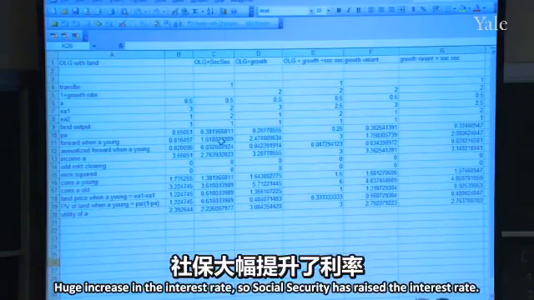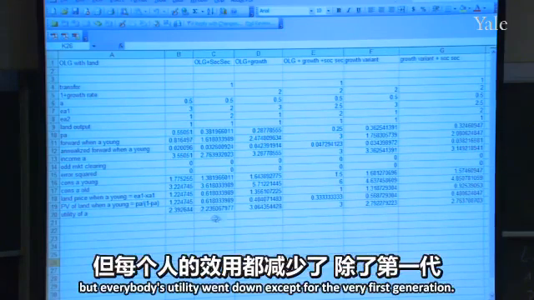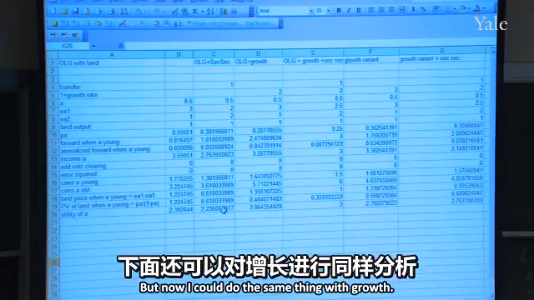So Social Security has raised the interest rate, and so you resolve the whole equilibrium, and it didn't crush everybody, but everybody's utility went down, except for the very first generation. We know they won for free.